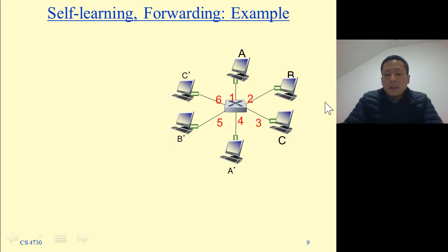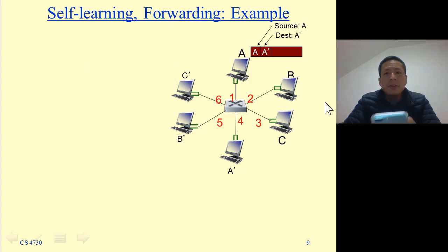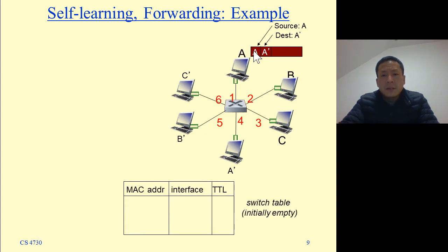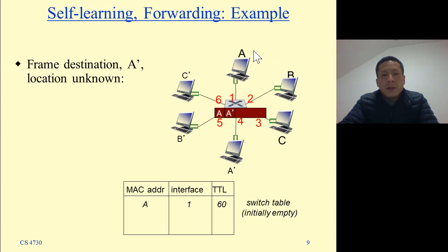And again, you have host A trying to send some frames to host A prime. The source MAC address and destination MAC address are contained in this frame. You send it out, and it is received by the switch. And it creates an entry for A.